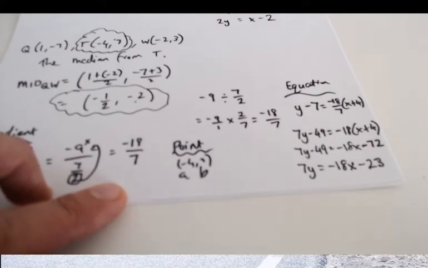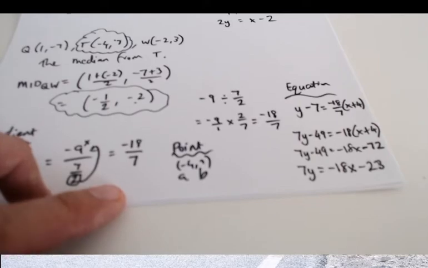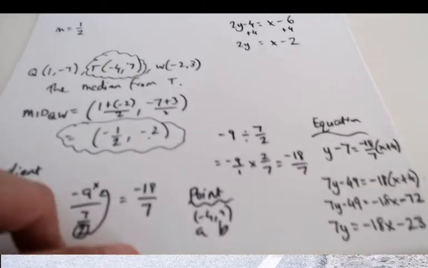Okay, so for the median, you want the midpoint of the opposite side. You then want to do the gradient using the 2 points that you've got, and then you're into your equation. The only thing to watch out for is if we ask the question in a slightly different way. So I'll do that.